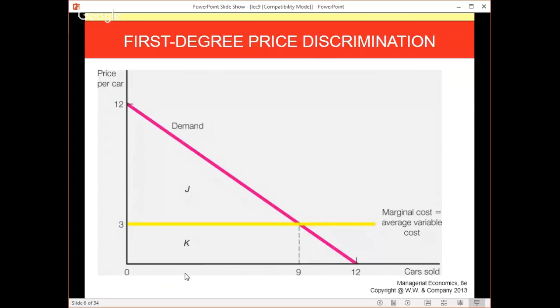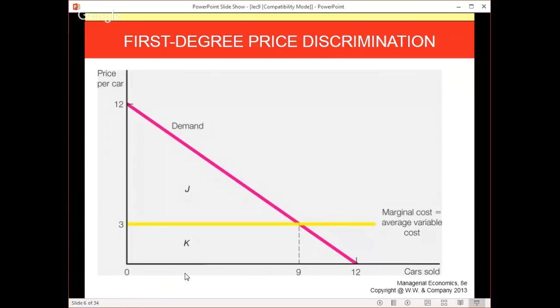So in terms of general welfare, if you can first degree price discriminate, you actually have more welfare than under a monopoly. Although the consumer basically loses all his surplus under first degree. It's just a transfer from consumer to producer.